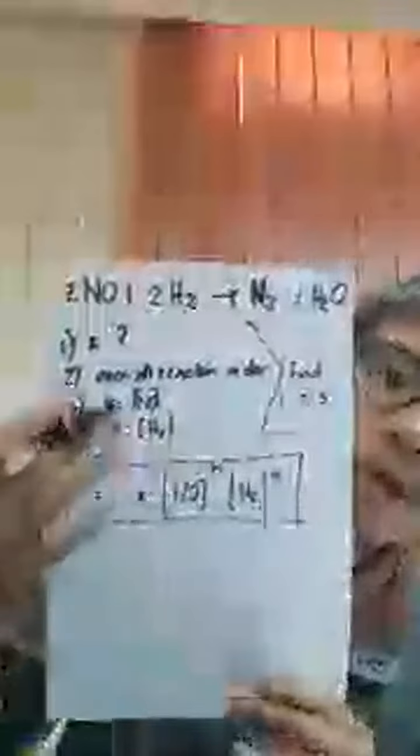Rate is equal to K times NO raised to the power m and H2 raised to the power n. Let me change the exponent for H2 to n, and this is m. So m is for NO and n is for H2 in our rate law. Here, we need to individually check the concentration.